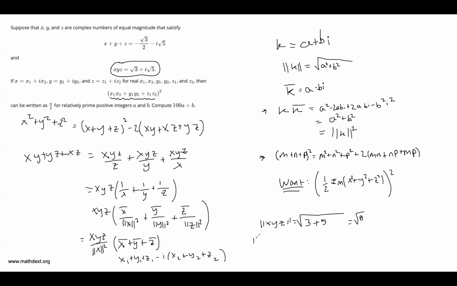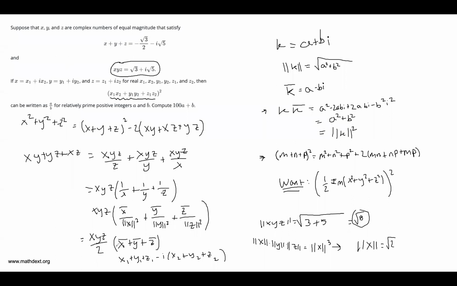But the magnitude of xyz is the magnitude of x times the magnitude of y times the magnitude of z. That's a property of complex number magnitudes. But since all of them are actually equal to each other, this is going to be equal to the magnitude of x cubed, which means the cube root of this term is going to be the magnitude of x, which we can realize is square root of 2. So the magnitude of x squared is 2. So I'm going to go ahead and replace this with a 2 here.